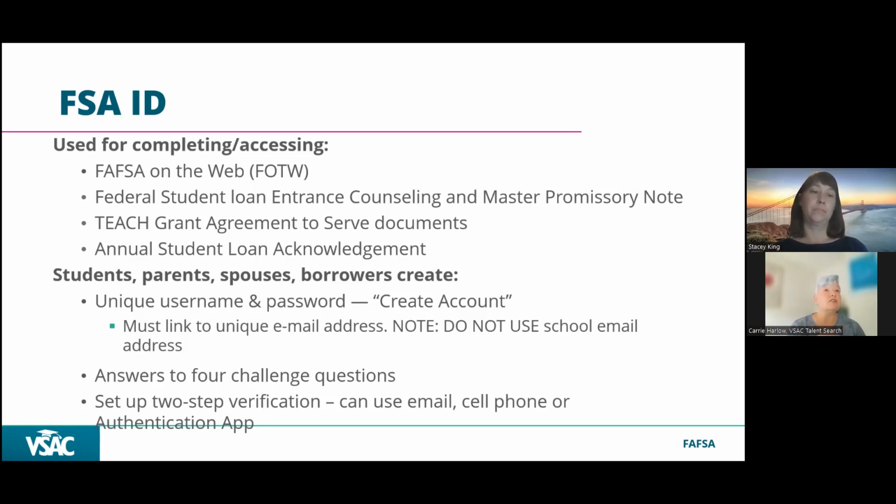They also have people answer 4 challenge questions. It's sort of the backup to the backup, because there are ways that you can get your username and password if you've forgotten them. But the challenge questions are if you don't have access to your email address anymore or your cell phone number. And there's also a way that you have to set up 2-step verification, so that every time you fill in your FAFSA or you access your FAFSA or your student loan documents, every time you log in, you will need that 2-step verification in order to verify that, yes, it's you, and to keep your information secure. And you can also do that with email, cell phone, or an authentication app. Totally up to you.